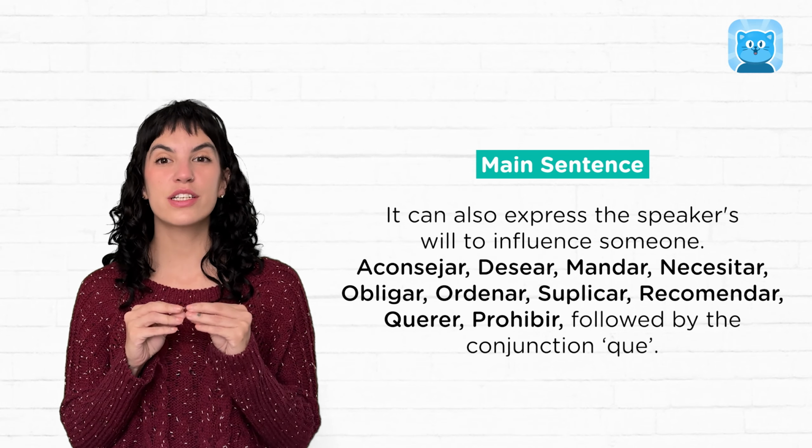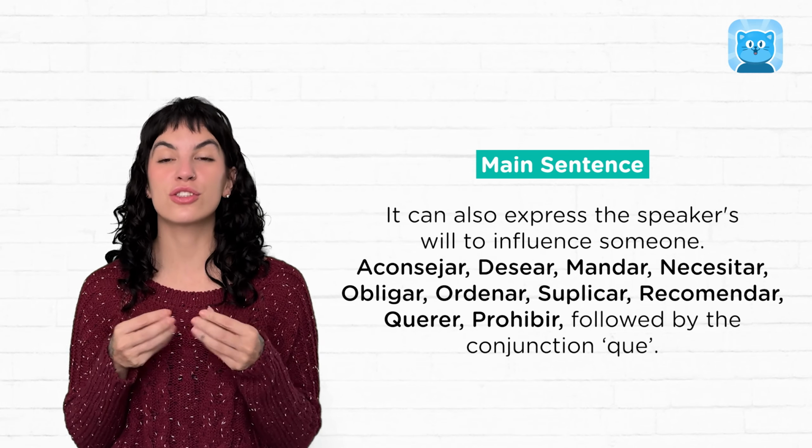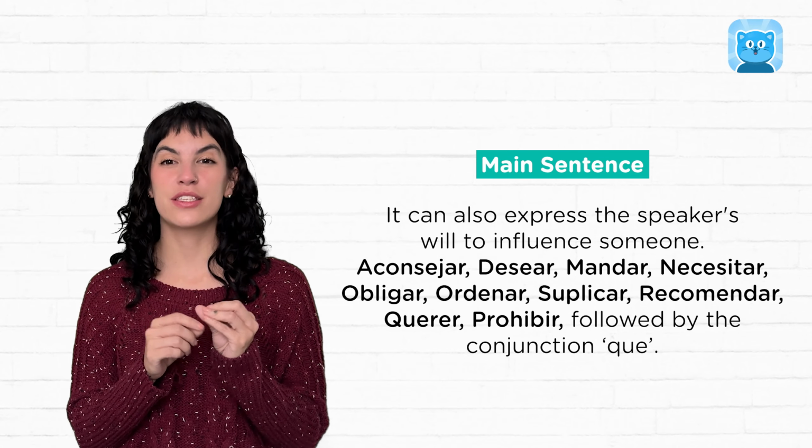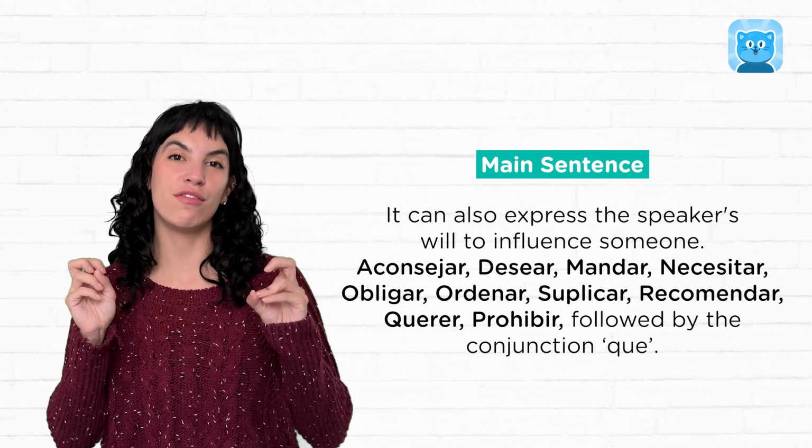So as you can see, the first verb, dudo, me alegra, me encantaría, are all the perspective of the speaker and are in indicative. Then we have the conjunction que, right? And then the next verb that talks about different things is the subordinate clause that goes in subjunctive. The main sentence can also express the speaker's will to influence someone. Okay, this is done with so-called verbs of influence.